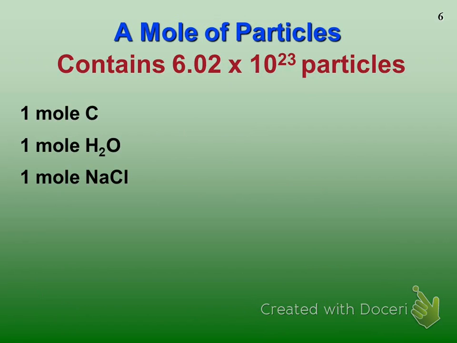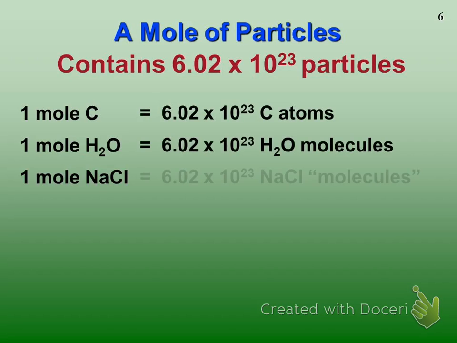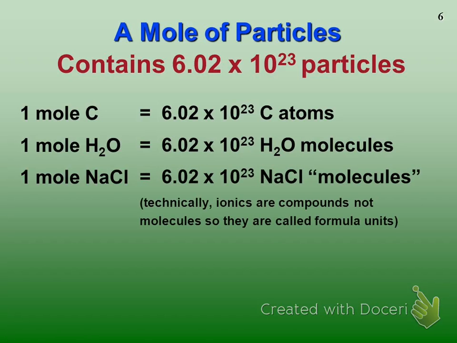Now, keeping with the same idea of what we had here, a mole of particles contains 6.02 times 10 to the 23rd particles. Particles can mean a couple of different things, though, so we want to pay attention to this. One, if we have a mole of atoms, carbon atoms in this case, it's 6.02 times 10 to the 23rd atoms.